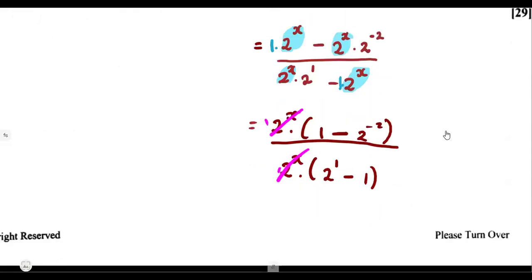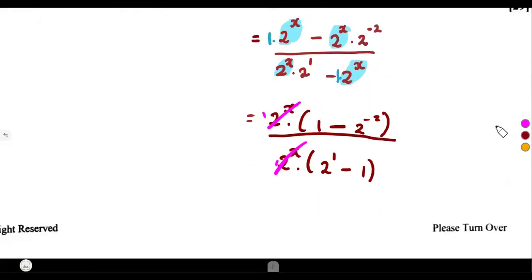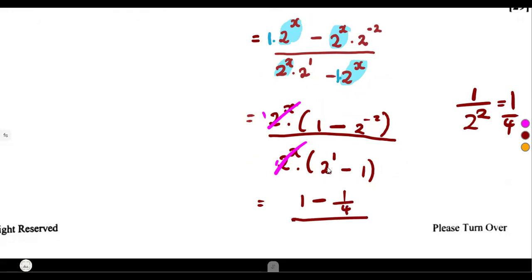From our laws of exponents, a negative exponent there is the same as what? 1 over 2 to the exponent of 2, which is 1 over 4. So we've got 1 minus 1 over 4, everything over what? 2 to the exponent of 1, which is 2, minus 1. So this is what we're going to have, guys. We can subtract 1 minus 1 over 4, which is 3 over 4.